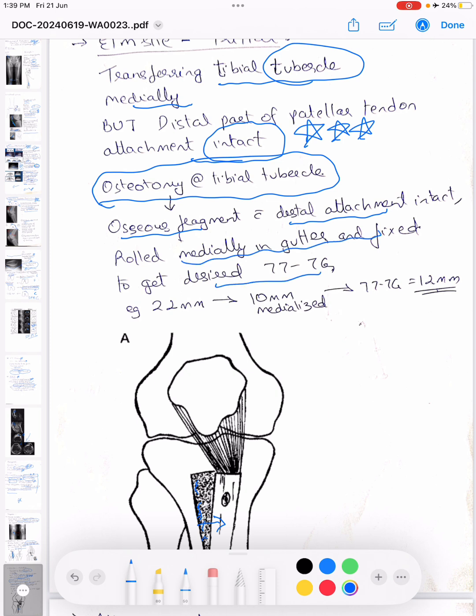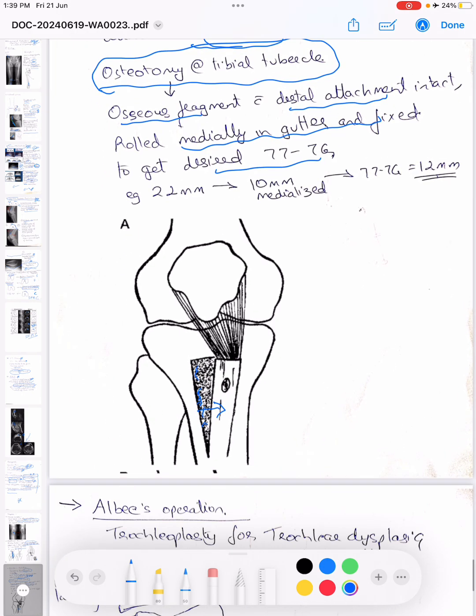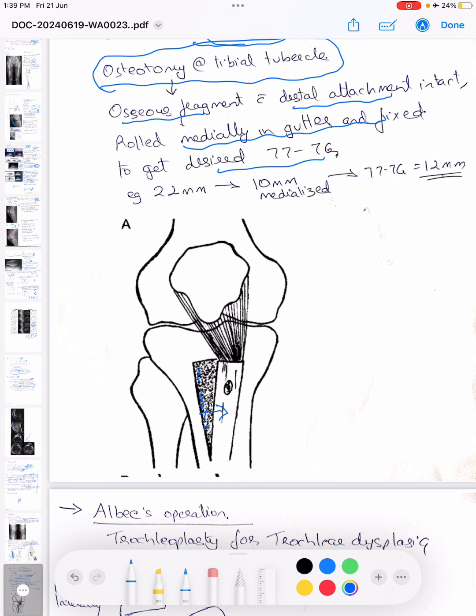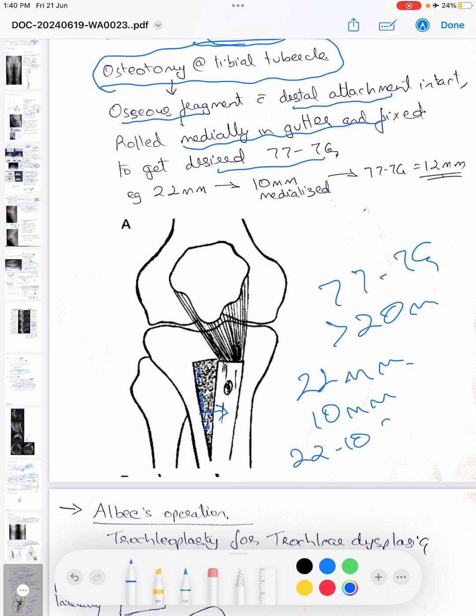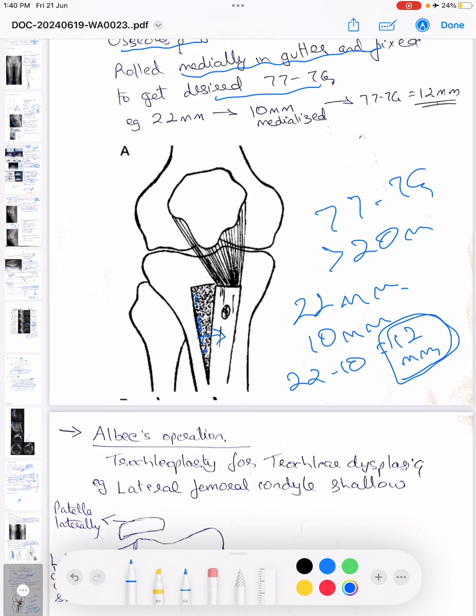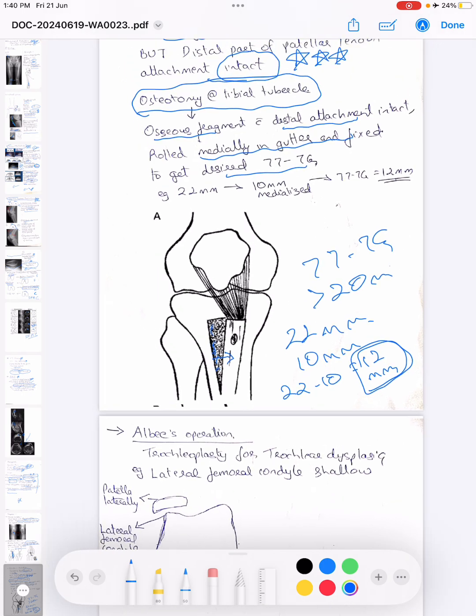So let's suppose, after the evaluation of the trochlear dysplasia, the TT-TG distance is more than 20 mm, say 22 mm, which is leading to multiple episodes of recurrent patellar dislocation. After osteotomy, we slide the osseous fragment, rolled medially. Approximately we medialize 10 mm, so 22 minus 10 to achieve a TT-TG distance of 12 mm. So this is how we plan operative fixation in a case of recurrent patellar dislocation, with the etiopathogenesis being trochlear dysplasia.